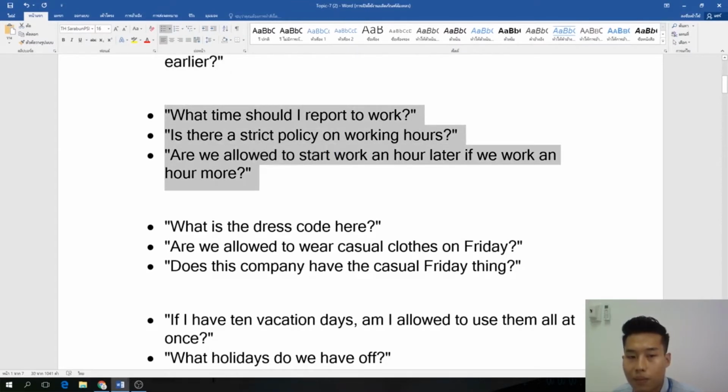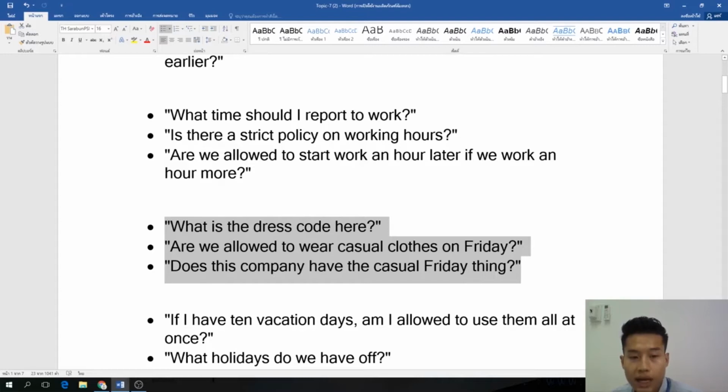What time should I report to work? Is there a strict policy on working hours? Are we allowed to start work an hour later if we work more hours?